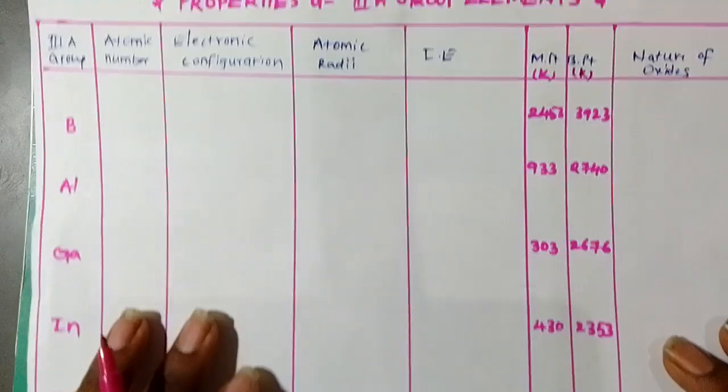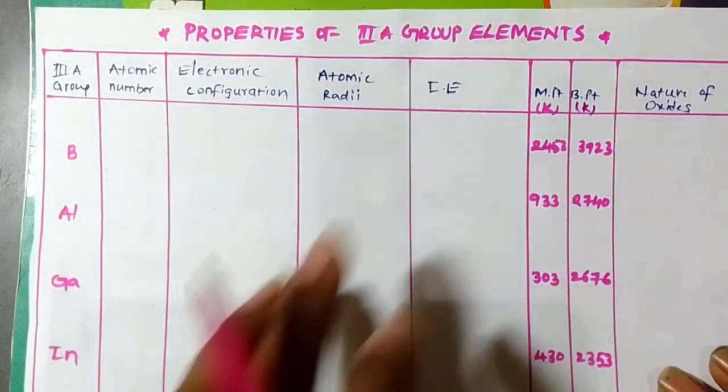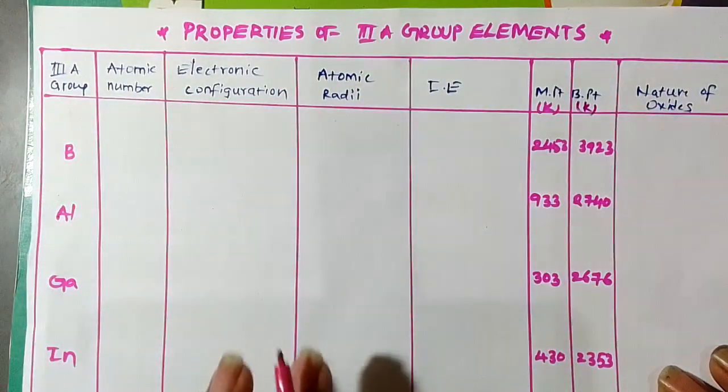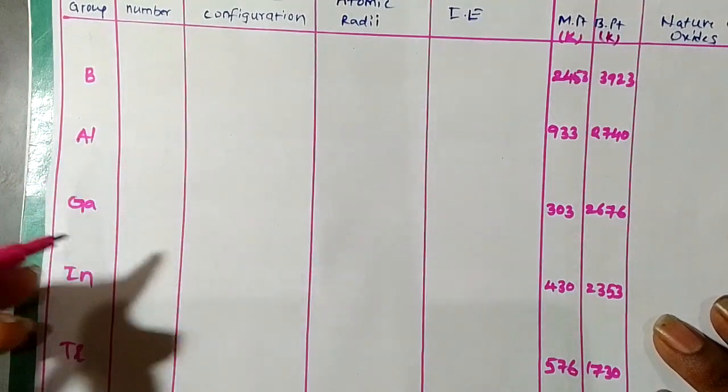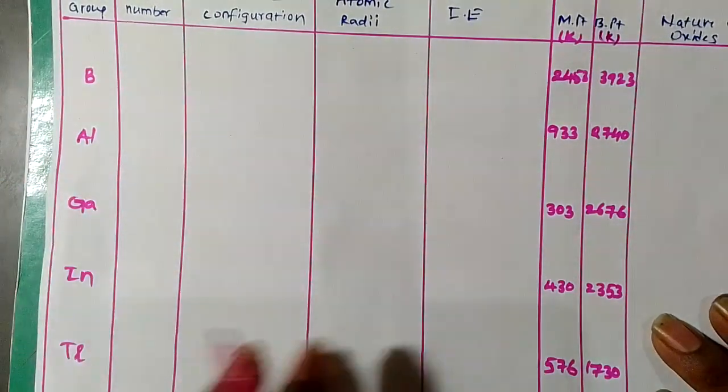Today I would like to discuss some important properties of third A group elements. For the third A group elements I have taken boron, aluminum, gallium, indium, thallium.